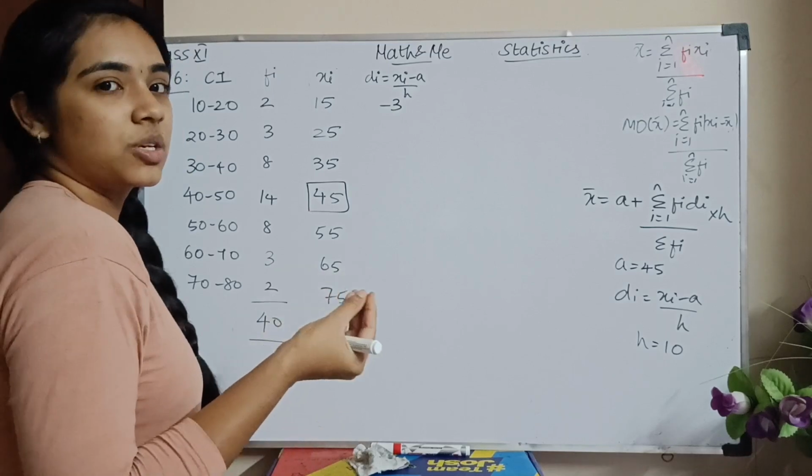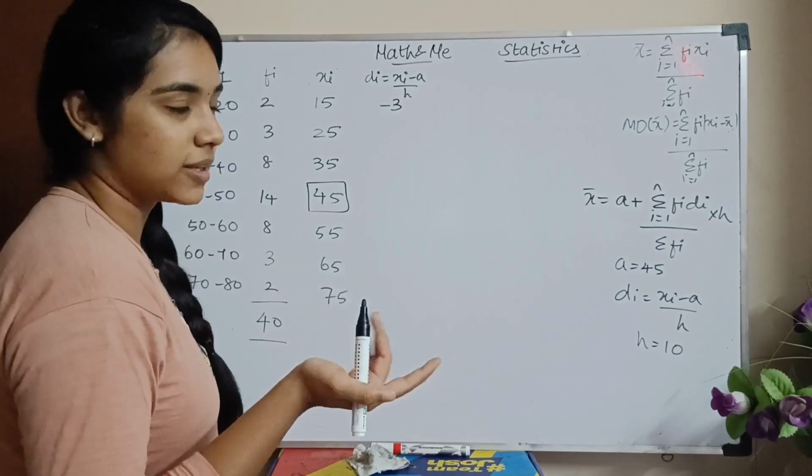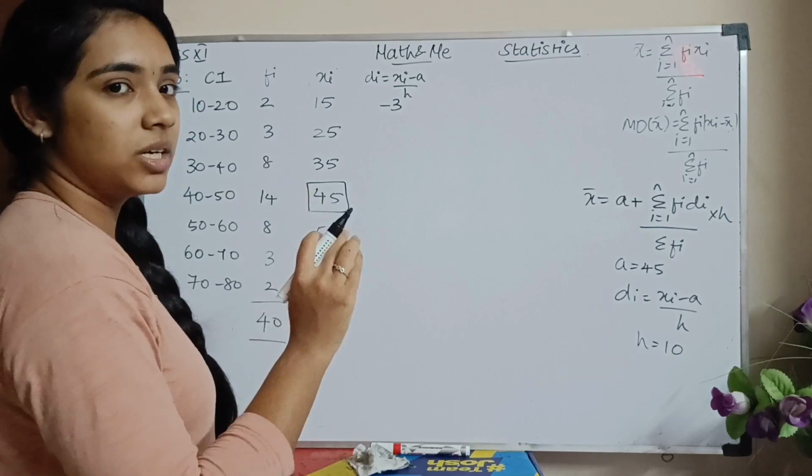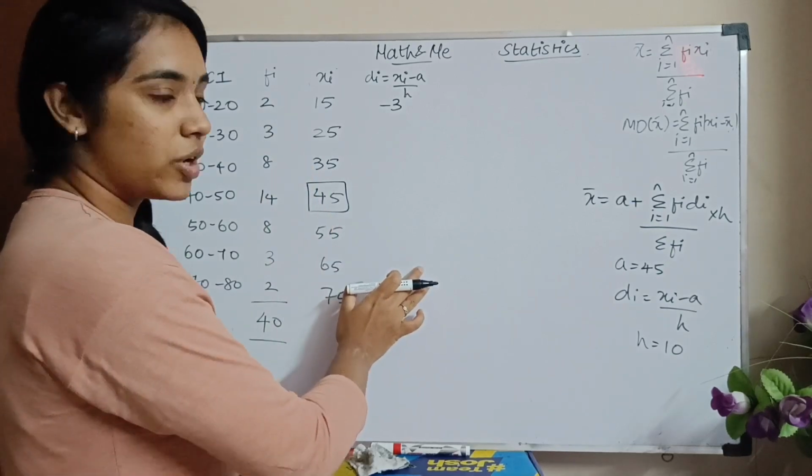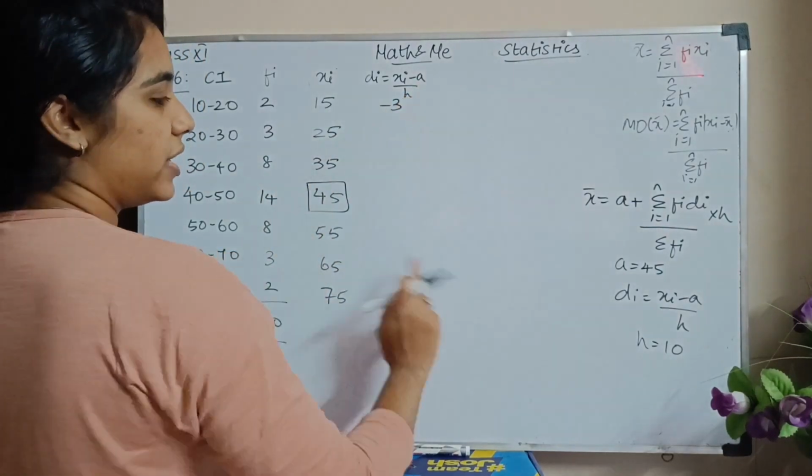In the exam, they may ask you to use the step deviation method, so you must not miss it. So this is the step deviation method. Learn this also. If they ask you in the exam, you have to know. So 15 minus 45 divided by 10 is done.